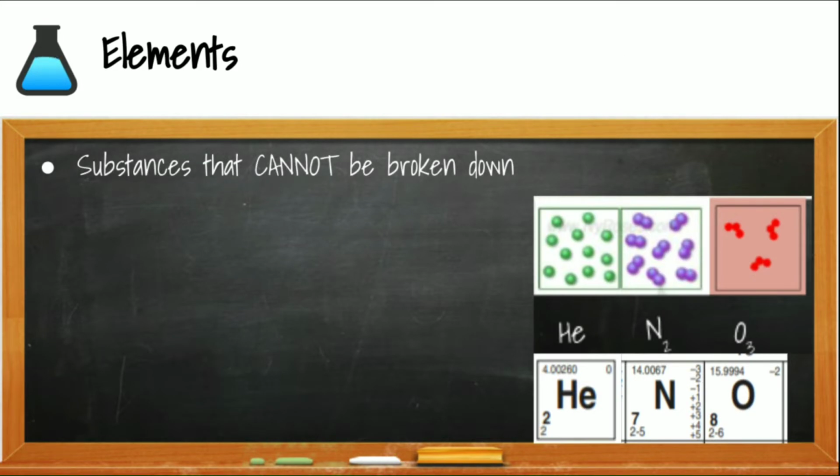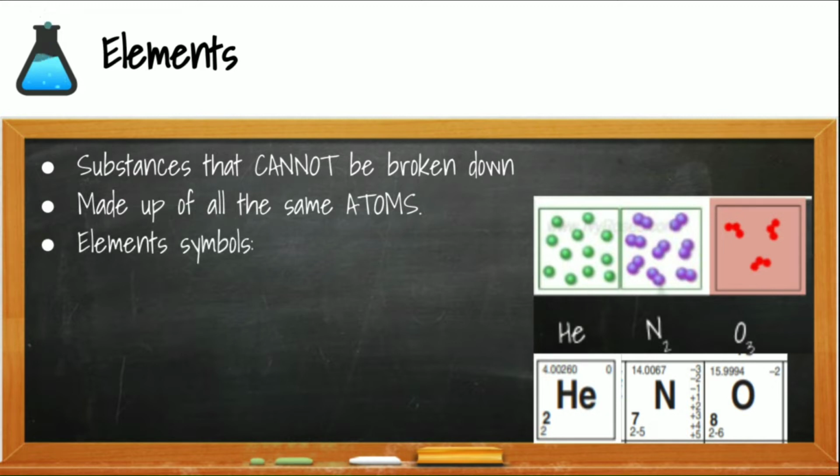Now, elements cannot be broken down into any simpler elements or any simpler types of atoms. So they are made up of the same atoms. Sometimes they can be made up of multiple atoms that are bonded together, but still there's only one kind of atom in the formula. All element symbols have one capital letter, and they may have no lowercase letters or one lowercase letter or even 2 lowercase letters, but there'll only be one capital letter. If you have more than one capital letter in a formula, you know you're not looking at an element.